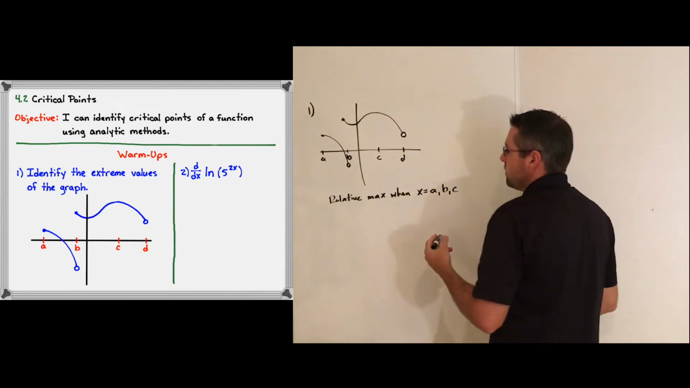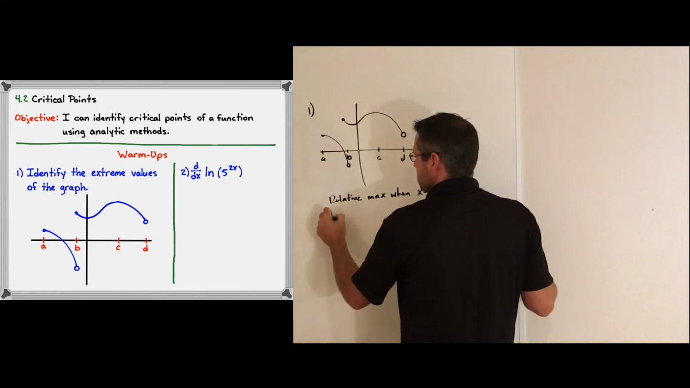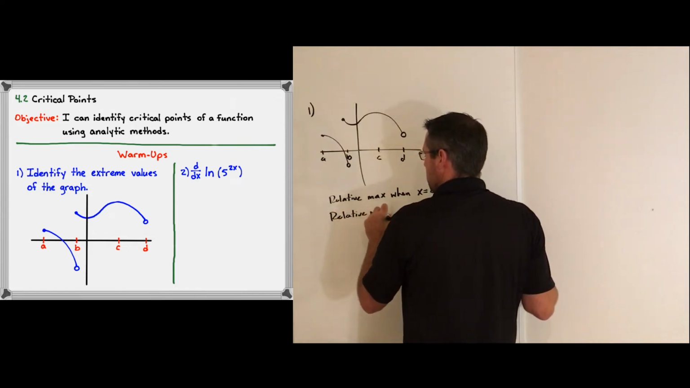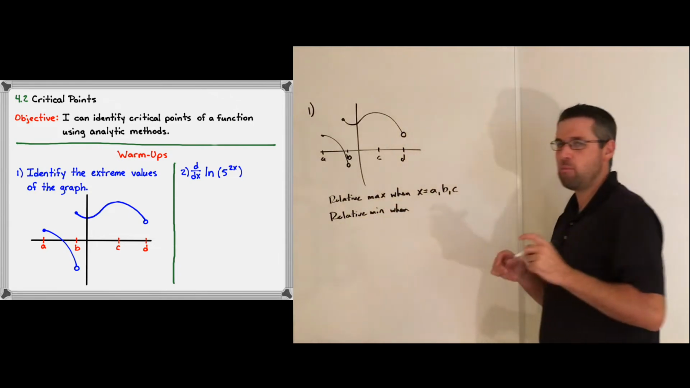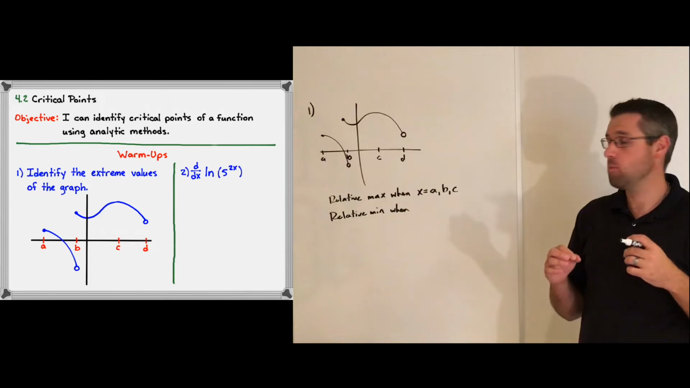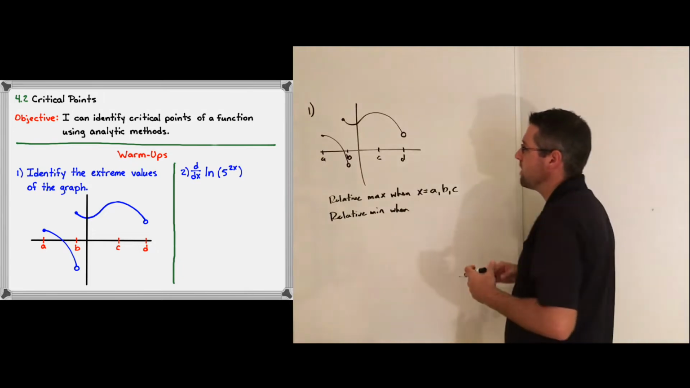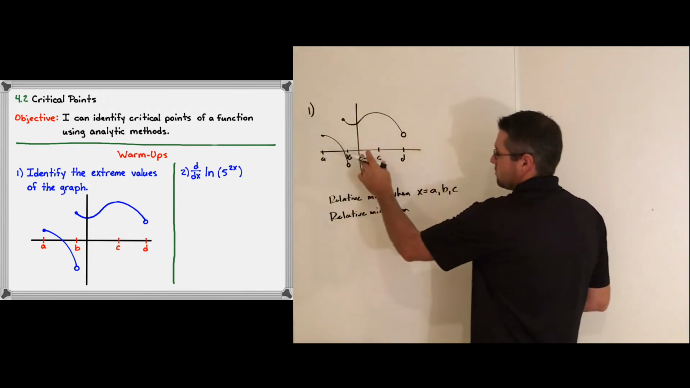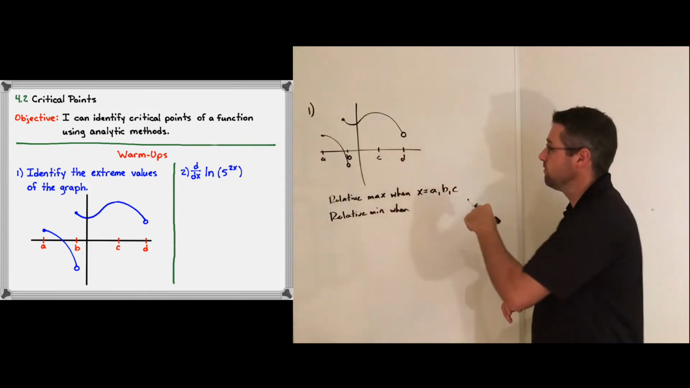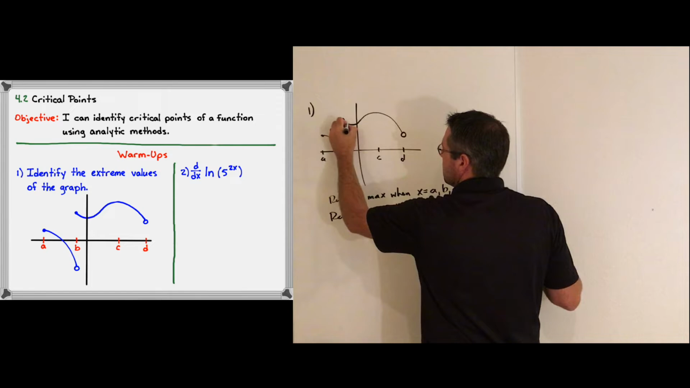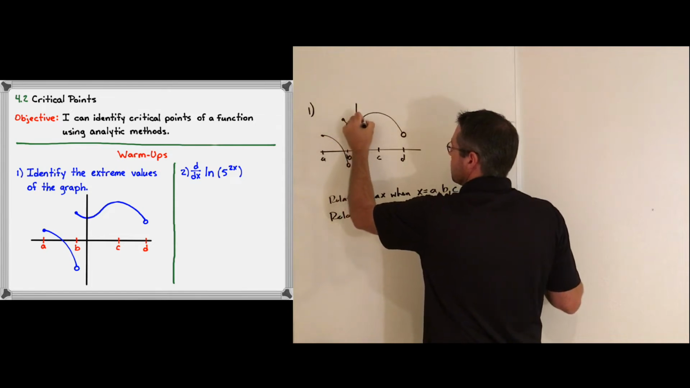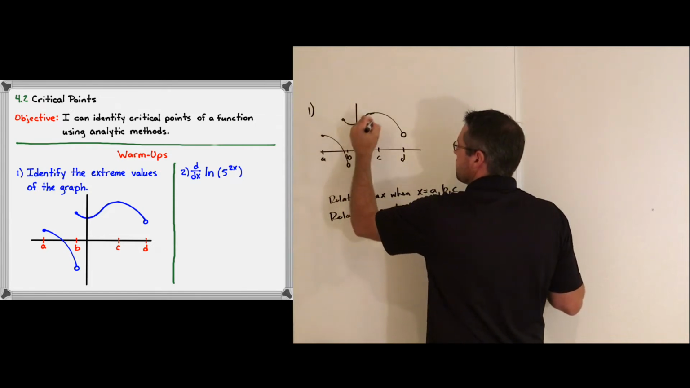Okay, now let's go ahead and talk about relative minimums. Relative minimums occur when that point is lower than any point that's immediately around it. So we've already said that when x equals b, there's a relative maximum. This graph should be bottoming out here at 0, at x equals 0. My graph's a little off here.